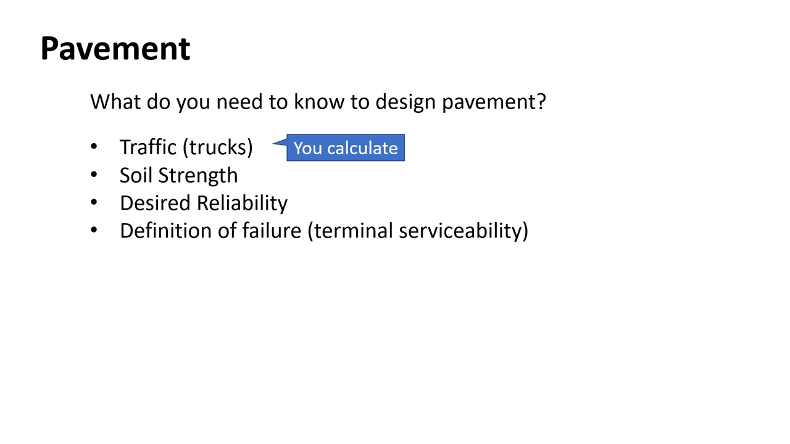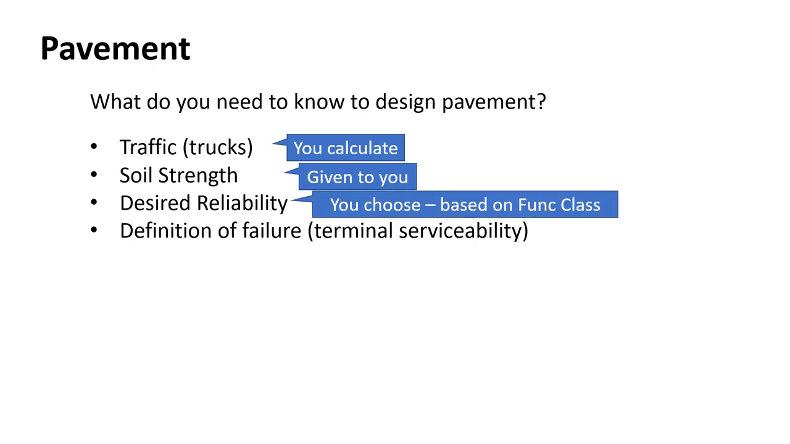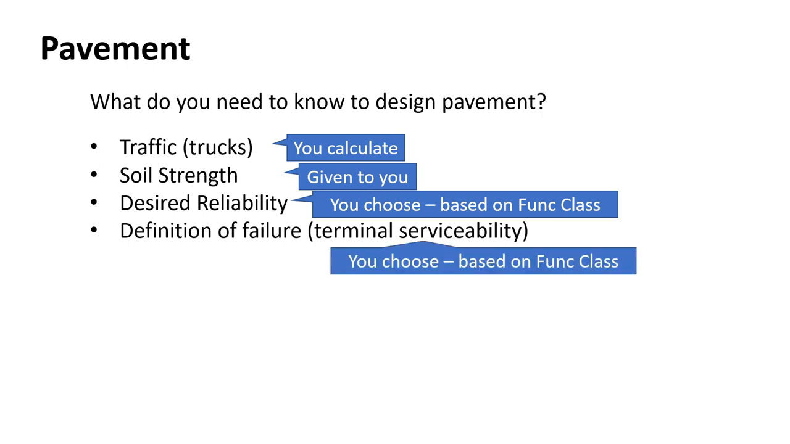So traffic, that's something you're going to calculate. Soil strength, you get that from the geotech soils report. You learned all about soils last semester, so you know how to calculate that soil strength now, right? Desired reliability depends on what kind of road you've got, and you're just going to look up the numbers for what kind of functional class you have. So for arterials, you're going to say, well, we like to have 95% reliability, and so forth. And then finally, what's your definition of failure? Again, it's based off that functional class and maybe your jurisdiction, what they want to use for that.